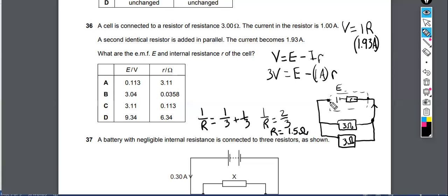So if we know the equivalent resistance of the entire circuit is 1.5, and we know that there's 1.93 amps going through the battery, then we can recalculate the terminal PD like this, using the new current. So what's 1.93 times 1.5?